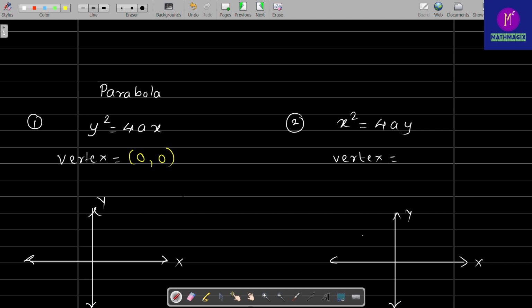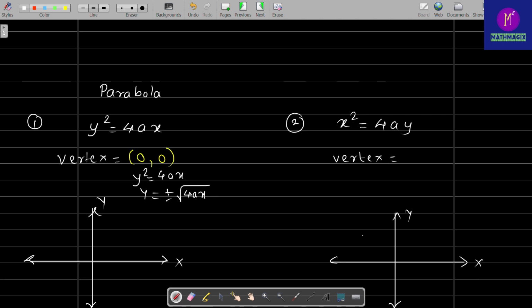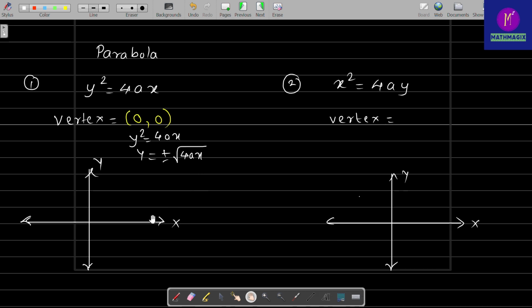Now we need to see along which axis this parabola is symmetric. We can write the above equation y square equal to 4ax as y equals plus minus square root of 4ax. We are not supposed to take any negative value of x here, because if we take a negative value then we will get a complex number and we are working on the real line. So we can take only positive values. For any positive value of x, we will always get two values of y.